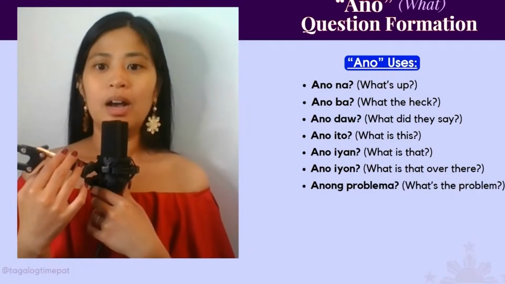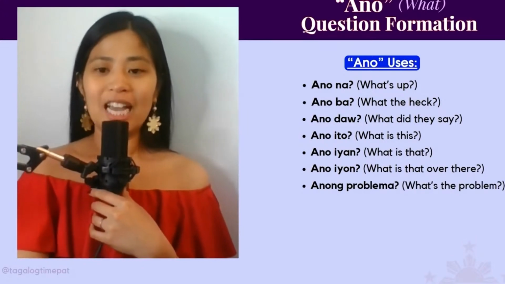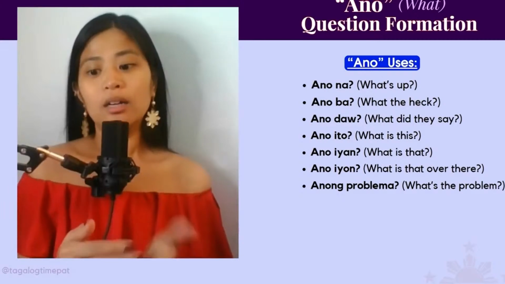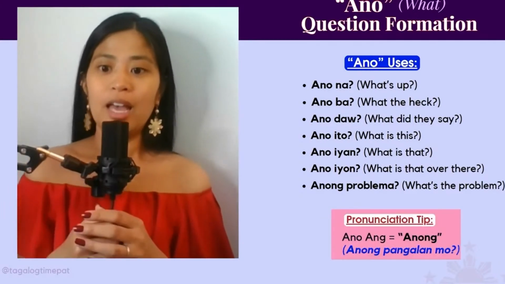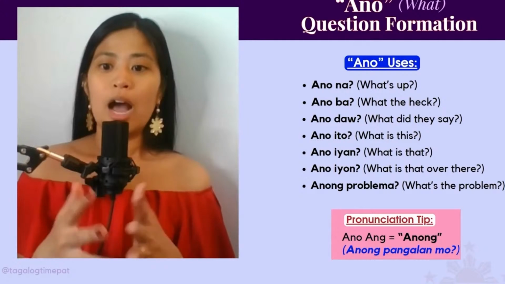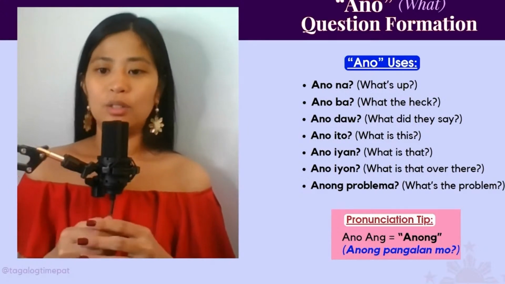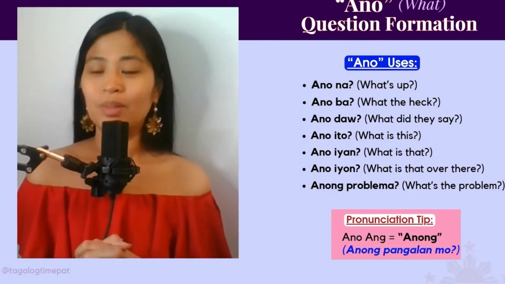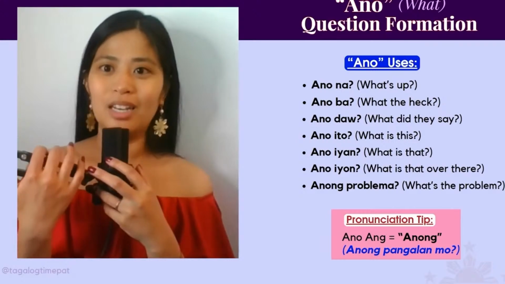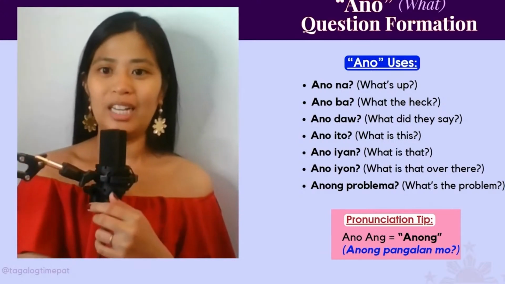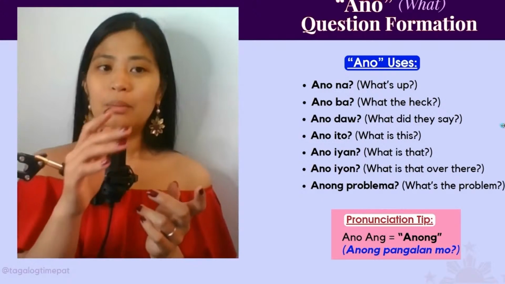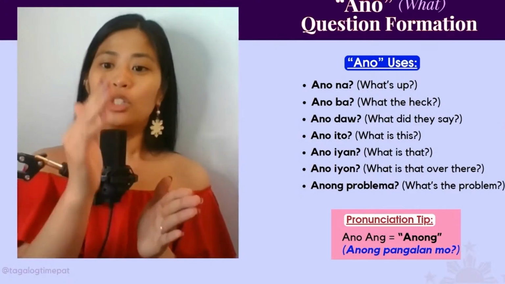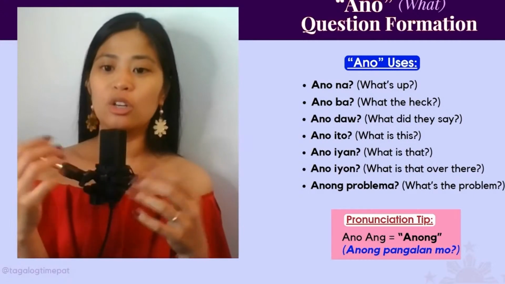And then anong problema? What's the problem? Anong problema? So the NG at the end there is like ano ang problema, and you can put it together and it would be anong. So anong pangalan mo? That also works. Instead of ano ang pangalan mo, you can put it together, anong pangalan mo? And you will see this happen to a lot of the question words that we'll be learning. Anytime the previous word ends in a vowel, you can usually make this contraction or like putting the words together.